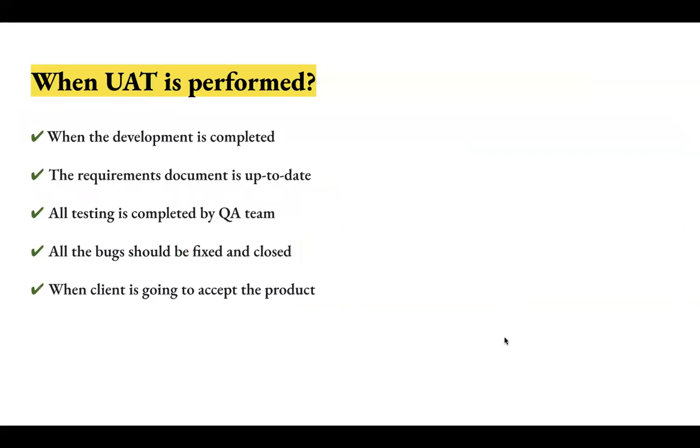When is UAT performed? When the application is completely developed and ready to deliver to the client, then the software is ready for user acceptance testing. When the actual requirements document is completed and up to date. When all types of testing are completed by the QA team, from unit testing up to regression and system testing. When all the bugs which were reported are fixed and tested, and finally the software is ready. And last, when the client is going to accept the product, but before accepting it, UAT is performed at the final stage before moving the product to the live environment.